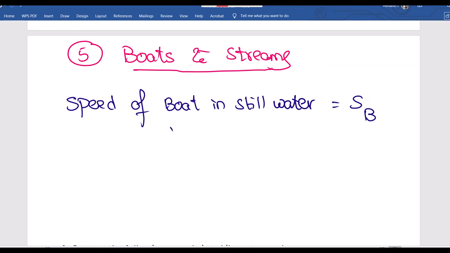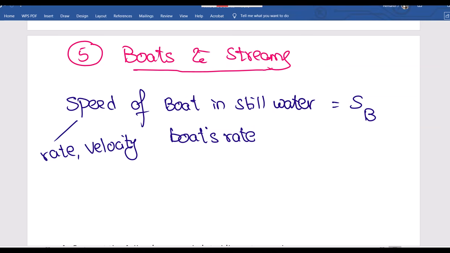Instead of that, they'll say boat's rate in still water also. Instead of speed they use the word rate, or the word velocity. Boat's rate in still water is also nothing but SB only. Boat rate means boat speed in still water, the same thing only.